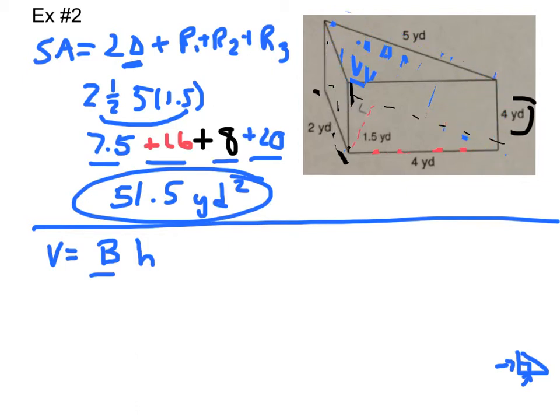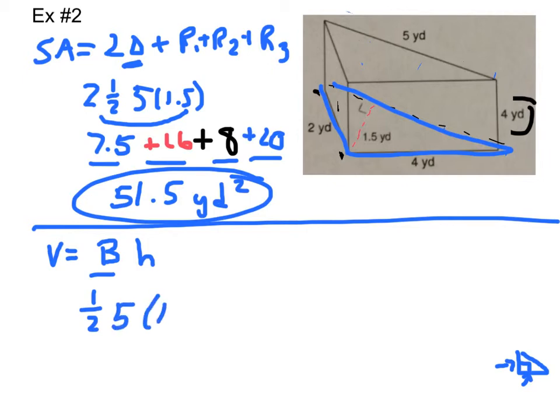So I think I did that already somewhere. Let me take a look at this. The triangle I have on the base is this bottom one here. So that is 1/2 base times height, which is 5 times 1.5. And then multiply that by the height.